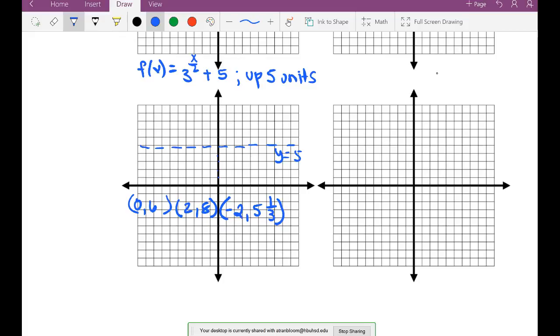All right, plot the dots. Here we go. 0, 6, 2, 8, negative 2, 5 and 1/3. Okay. Letter A, letter B are done. We just have a few more. Okay.